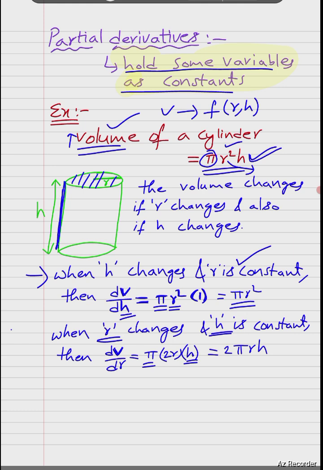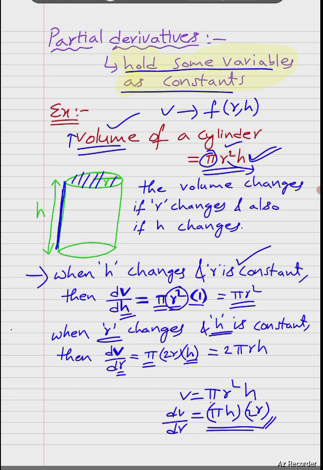Then what is the derivative of V with respect to r? Okay, so volume is pi r square h. Constants we write separately, pi times h. What's the derivative of r square? The derivative of r square is 2r. So dV by dr is pi h into 2r. Earlier we kept r as constant and found the derivative of h. Now we have kept h as constant and found the derivative of r square, which is 2r.